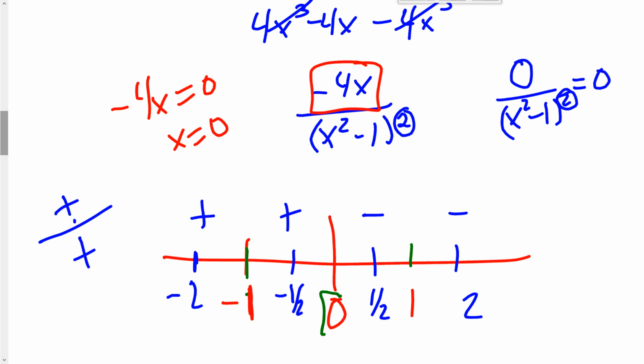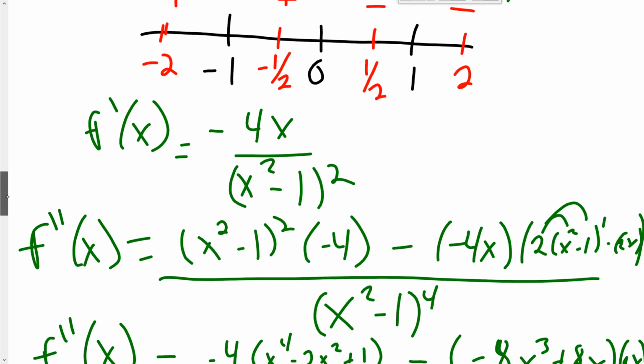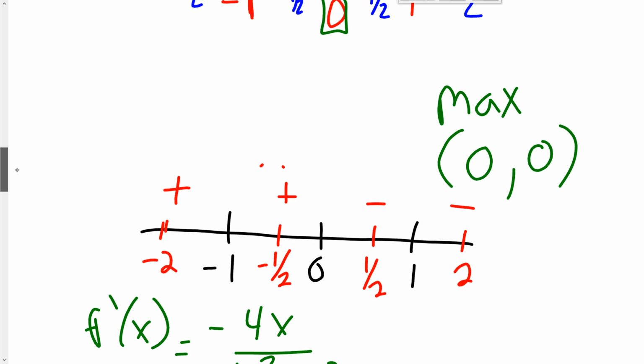So that means I just have a max, because I went from positive, increasing, to negative, decreasing. So that means I have a max at 0. I have my vertical asymptotes, my horizontal asymptotes, and I have my max.